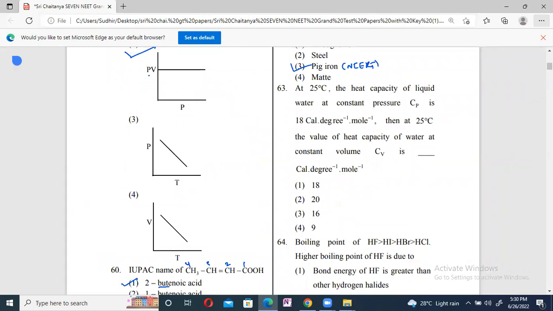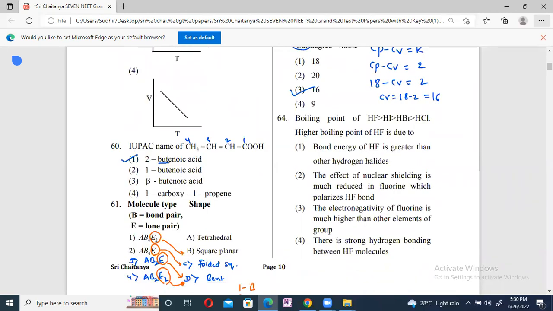Question number 63. At 25 degrees centigrade, the heat capacity of the liquid at constant pressure Cp is given. Then at the same temperature, the heat capacity of water at constant volume Cv equals how much? We know Cp minus Cv equals R. The value of R in calories should be taken as 2. The value of Cp is given as 18. So Cv equals 18 minus 2, which becomes 16. So we get the third option.